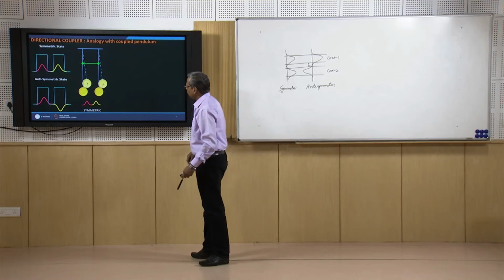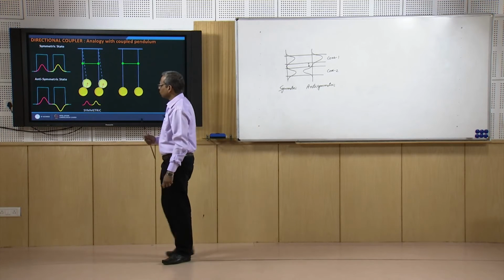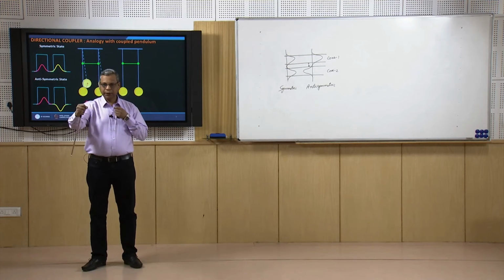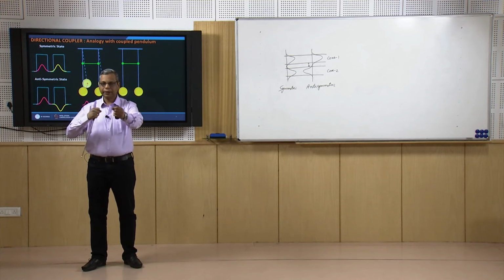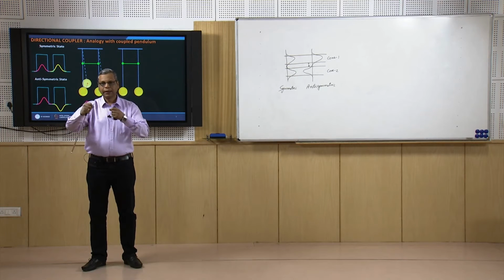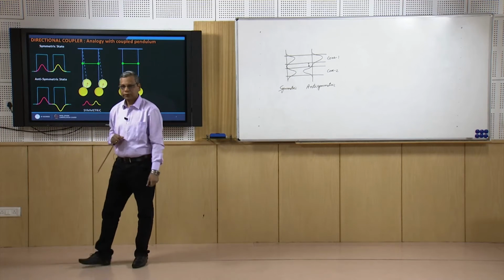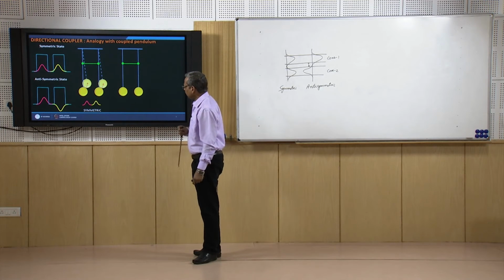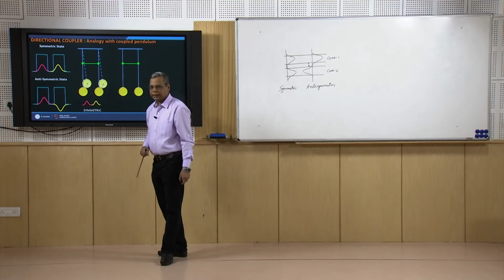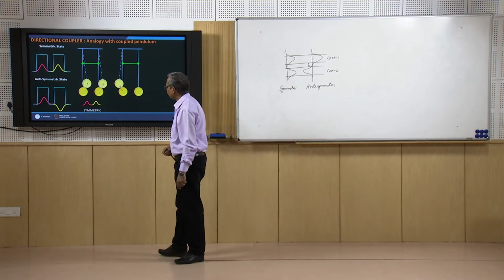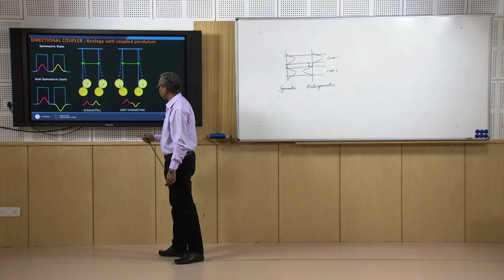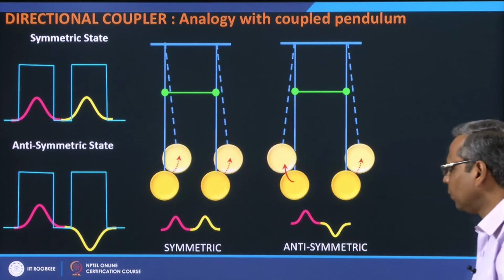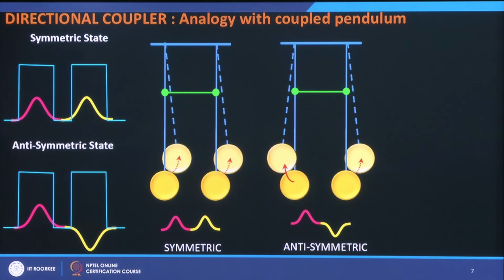I can also have another possibility that I push one bob like this and pull another like this and then release them, then they will do like this, and they will keep on doing like this forever if there is no air resistance. Then this is nothing but anti-symmetric state, which is equivalent to anti-symmetric super mode, or anti-symmetric normal mode of the system.